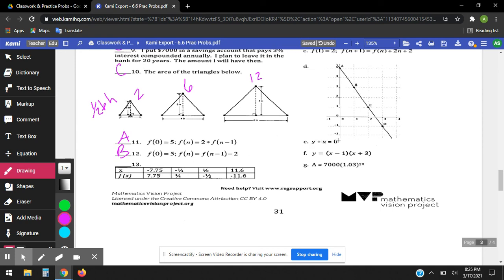So x plus y equals 0. Are these opposites? Negative 7.75 plus 7.75, does that equal 0? Yep. Negative a fourth plus a fourth equals 0? Yep. I think we've got them.